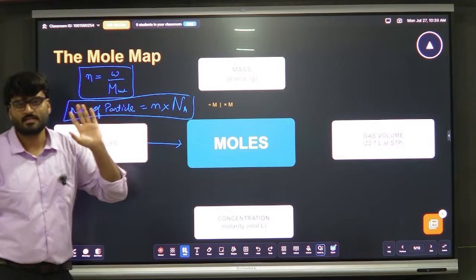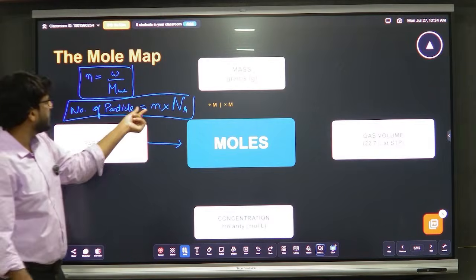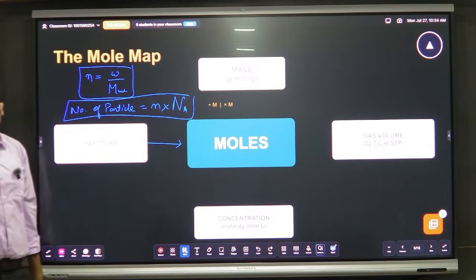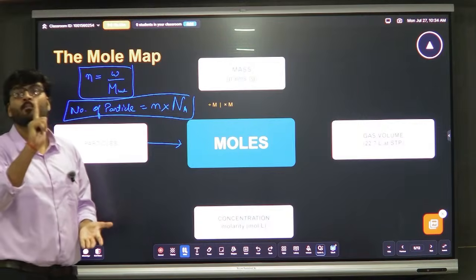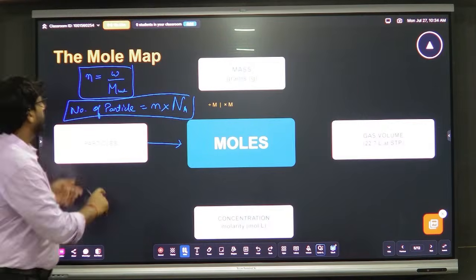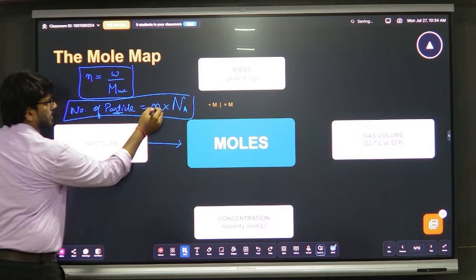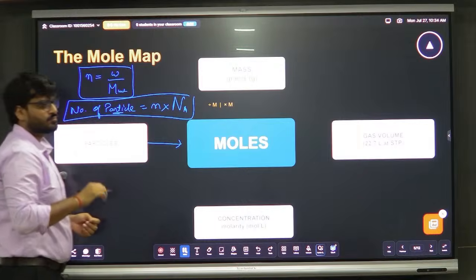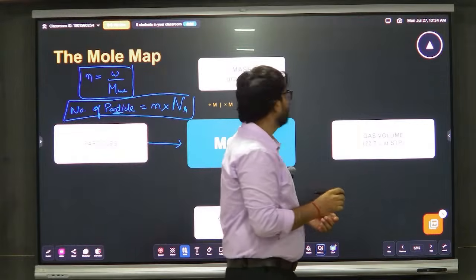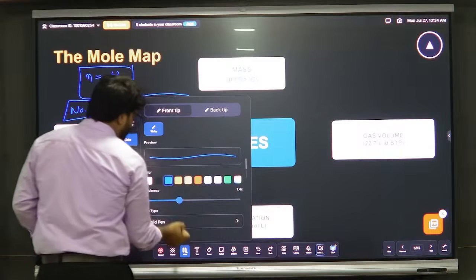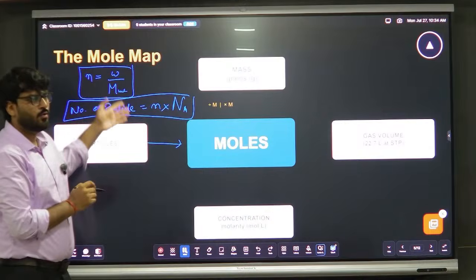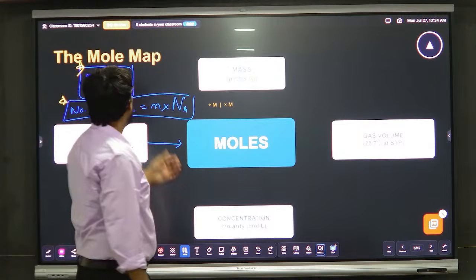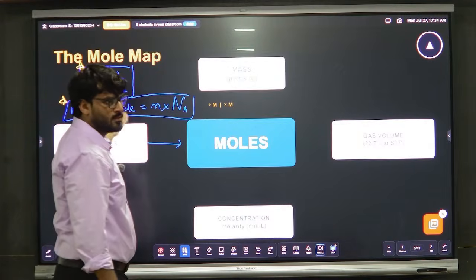Simple. Let's say in some question you have been given moles and someone asks you the number of particles present. Let's say I ask you how many particles will be there in 1 mole. What will you do? This has been asked and 1 mole is given, so 1 into Na. Yes or no? This formula you already know, right? You wrote it in the last class. Number of particles is equal to n into Na, and number of moles is equal to mass by molar mass.